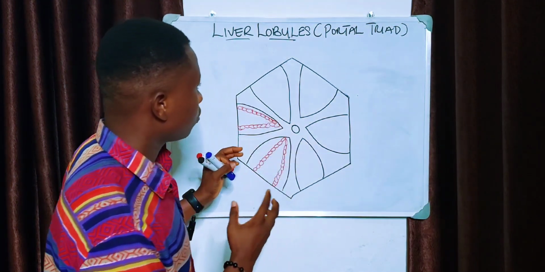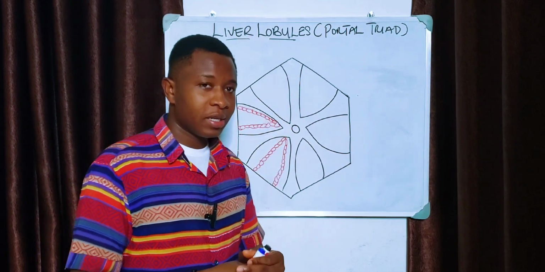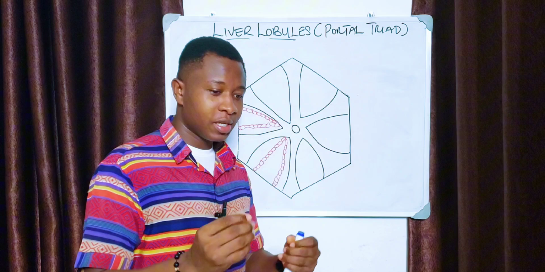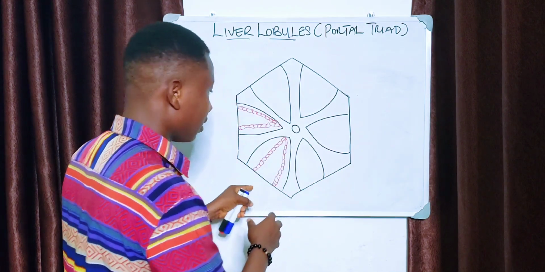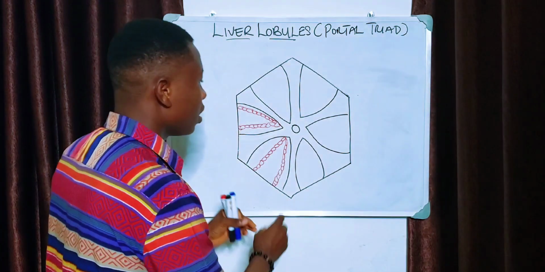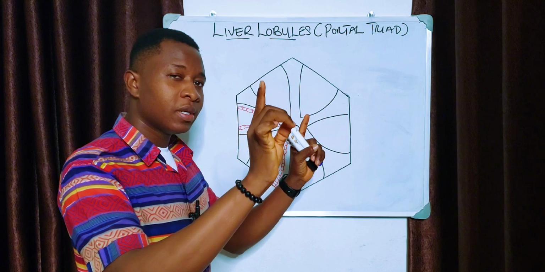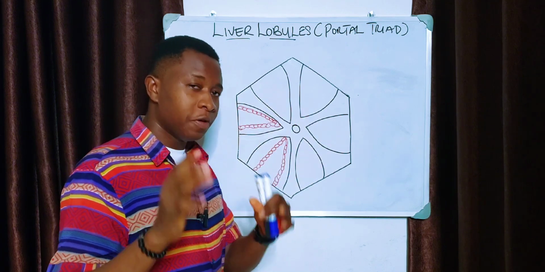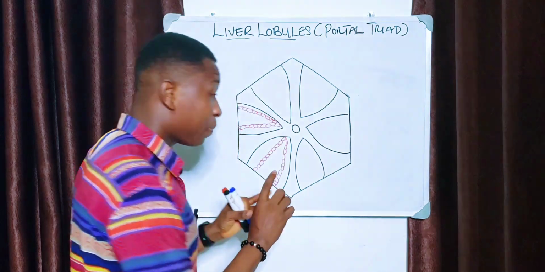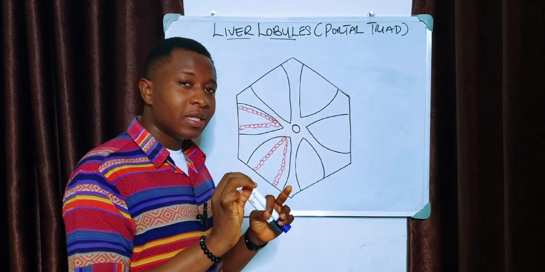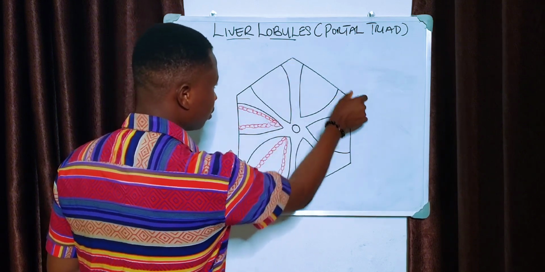So let's go into the anatomy of the liver lobules now. Now we know that there are two vessels that enter the liver, right? The hepatic portal vein and the hepatic artery. Now, when the hepatic artery and the hepatic portal vein enter the liver, they branch, you remember I have done a video on the general structure of the liver. You can go and check that out. They branch and they end at the corners of the lobules.